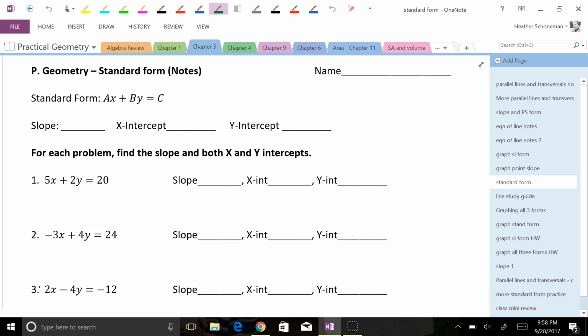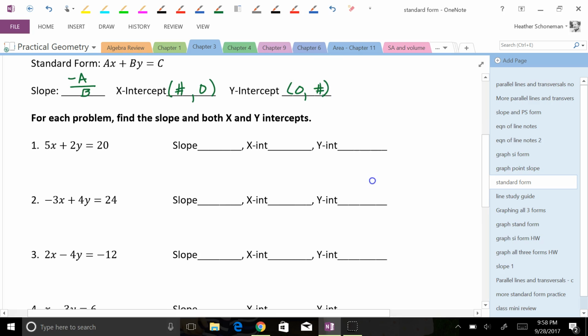So in standard form, which is ax plus by equals c, the slope can be found by taking the opposite of a over b. Some people say negative a over b, but I like to think of it as opposite. The x-intercept is always going to be when y is 0. So we're going to have some number for x and 0 for y. And the y-intercept, as you know, is the opposite: 0 for x and some number for y. So let's take a look at the first example.